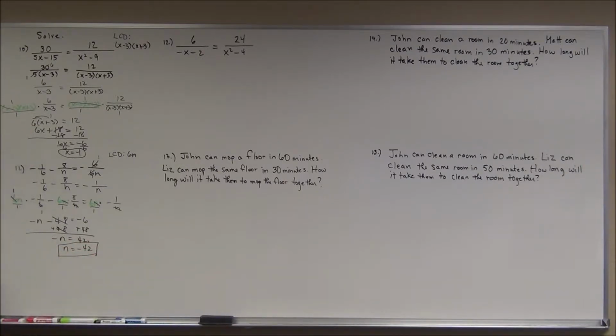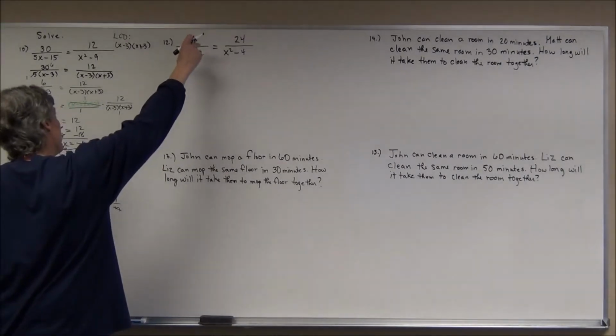And that's my answer. You say, well, shouldn't you check? Well, yeah, I should check. But the only thing that makes these denominators 0 is if n is 0, and that's not what I have here. Now, if you want to check your answer, you plug -42 here and do your arithmetic with fractions. Be careful with your signs. There's my answer.